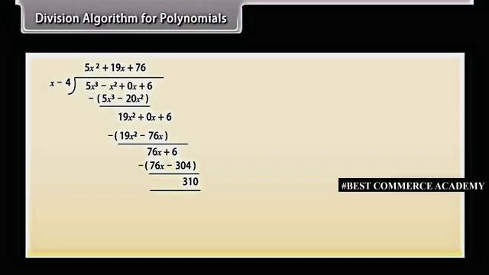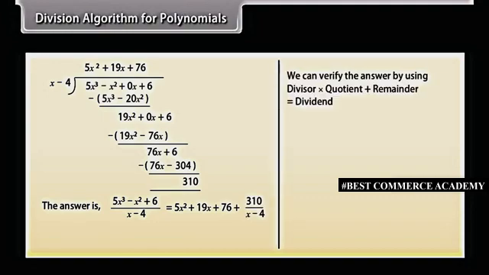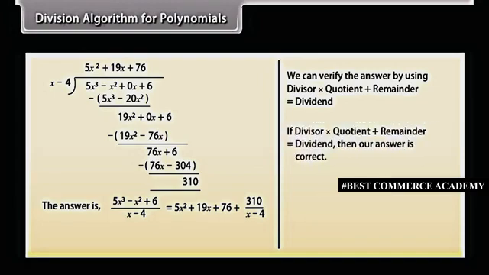Okay, now that we have got this done, let's remember how we write the actual answer down. The answer is (5x^3 minus x^2 plus 6) upon (x minus 4) is equal to 5x^2 plus 19x plus 76 plus 310 upon (x minus 4). We can verify the answer by using divisor times quotient plus remainder is equal to dividend. If divisor times quotient plus remainder is equal to dividend, then our answer is correct.